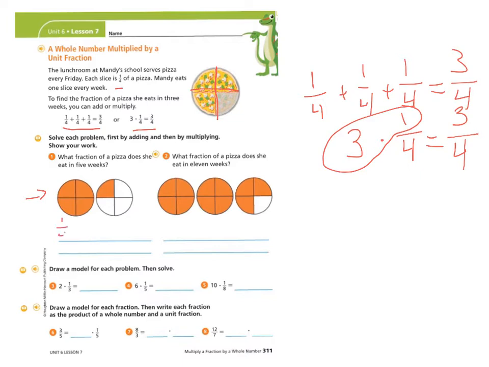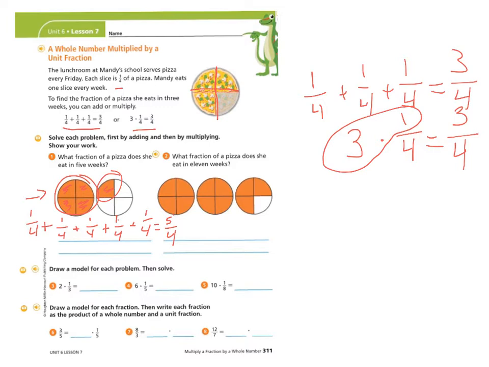So it'd be 1/4 plus 1/4 plus 1/4 plus 1/4. That's 1, 2, 3, 4. Oh, we need one more. I'm going to add it over here. That's 5. So that's 5/4. Right, here's 1 slice. That's week 1, week 2, week 3, week 4, week 5. So she eats 1 whole pizza and then 1 slice of another pizza in 5 weeks.